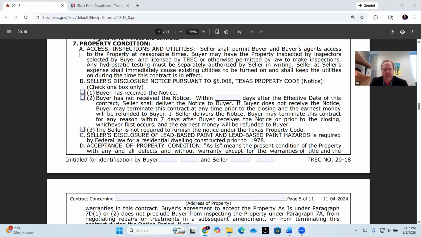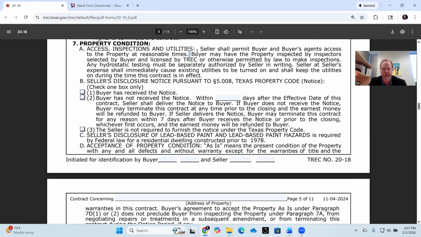So let's get started. So paragraph 7A. Make sure you know what this is, but this talks about access for inspections and utilities, right? So look here, it says seller shall permit. That means the seller has to do this. According to the contract, the seller has to do this. Shall permit buyer and buyer's agents access to the property at reasonable times.